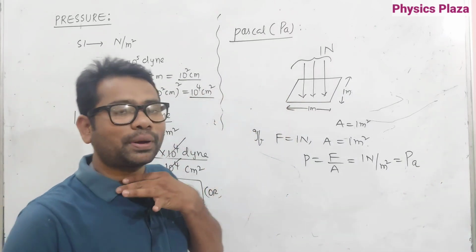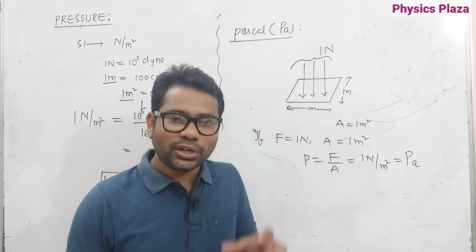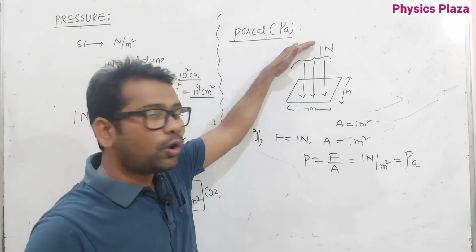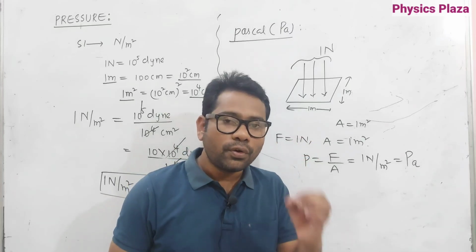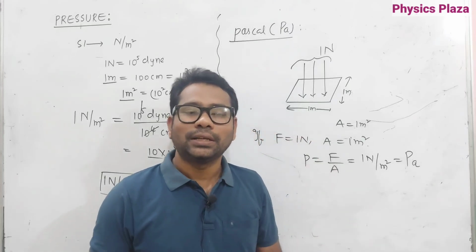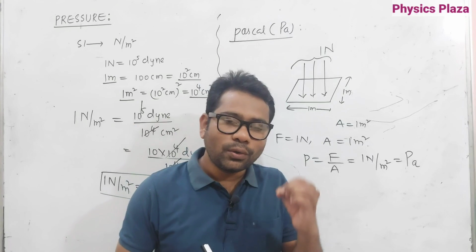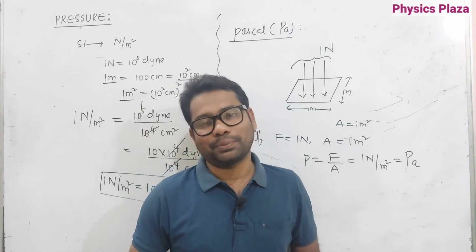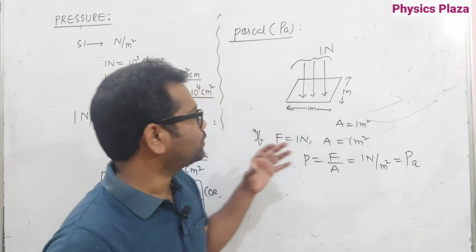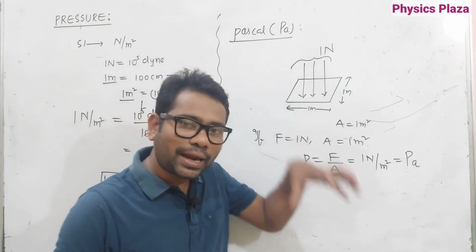So how to define a Pascal? What is a Pascal? Children, if a thrust of 1 Newton is acting on a surface area of 1 meter square, then the pressure is equal to 1 Pascal. Simple, children. Simple. Don't make it complicated. Let us see once again. How much thrust is acting?